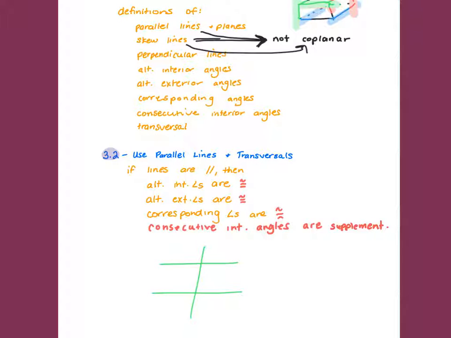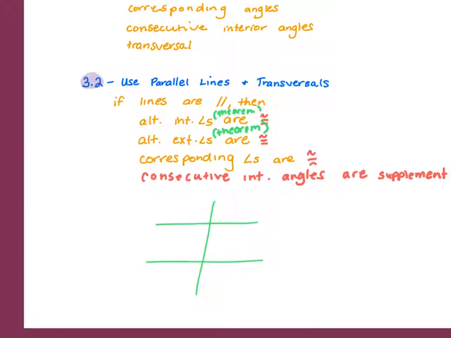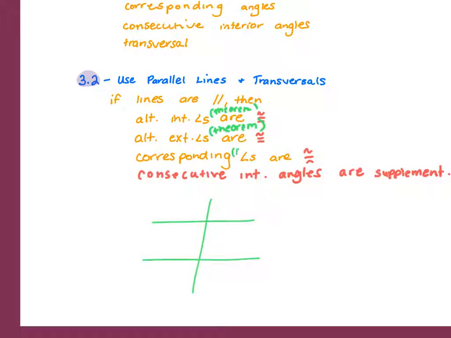Now these had names if you remember, right? These were called alternate interior angles what? Theorem. Alternate exterior theorem, corresponding postulate. Good. So the postulate was the corresponding, and then everything else is the theorem. So if we are saying that these lines are parallel, so angle 1 equals angle 2, that is the corresponding angles postulate.